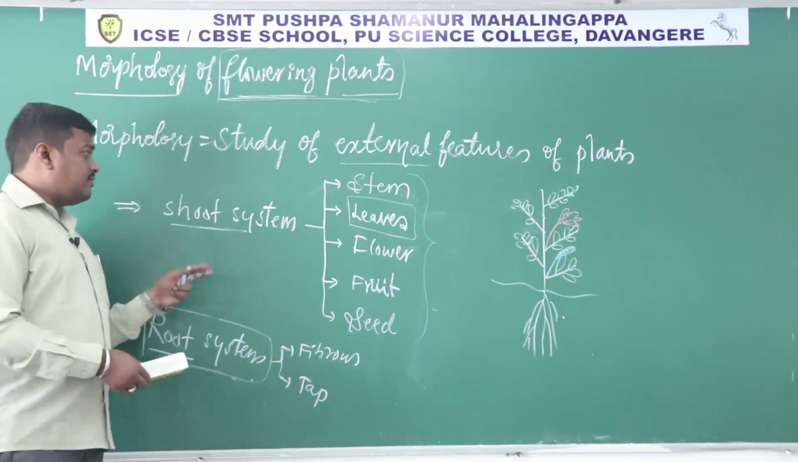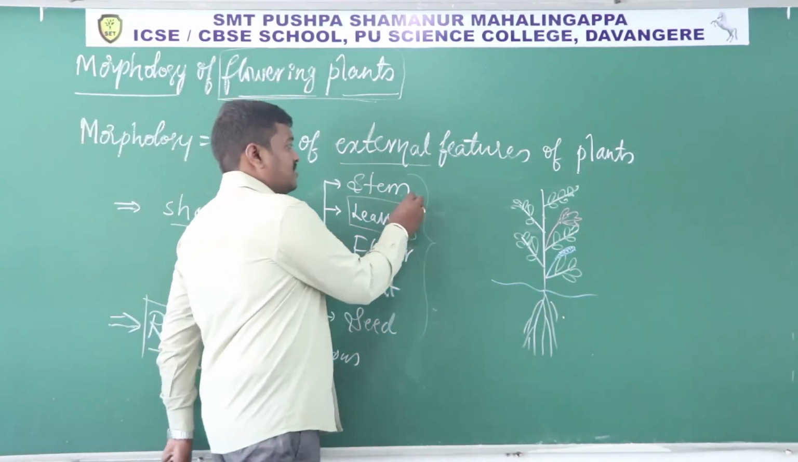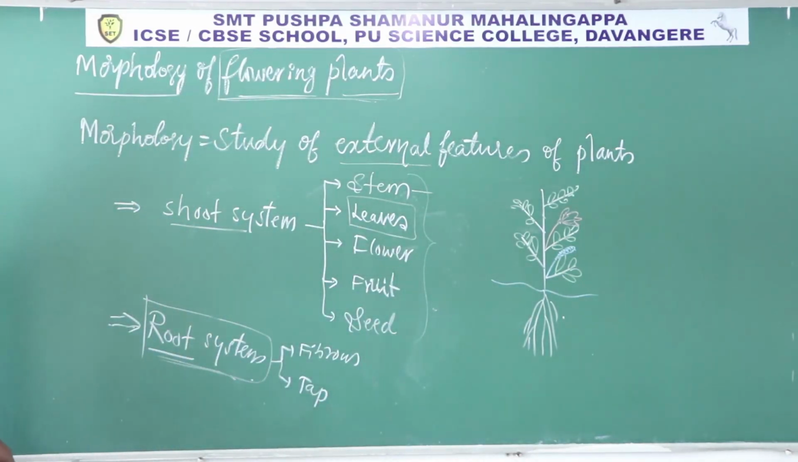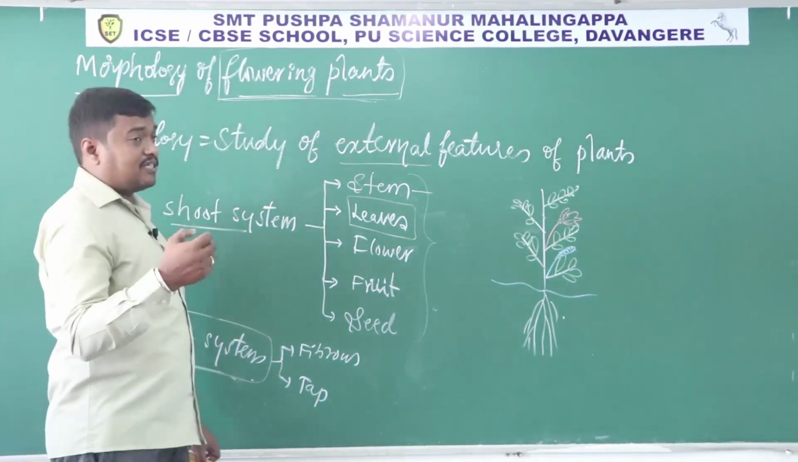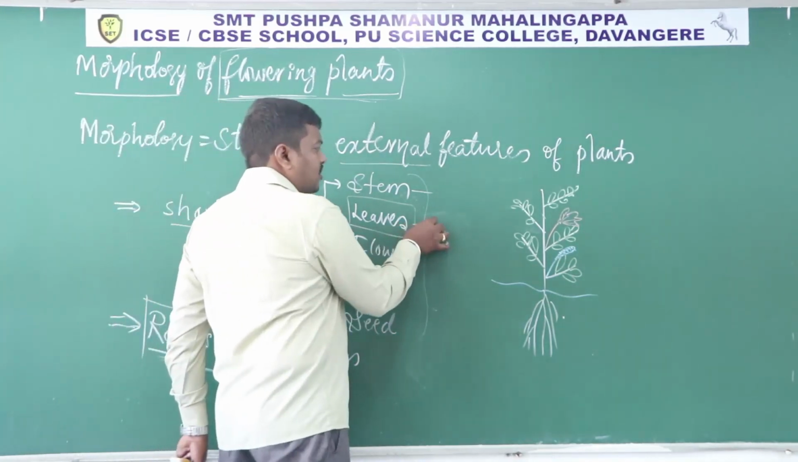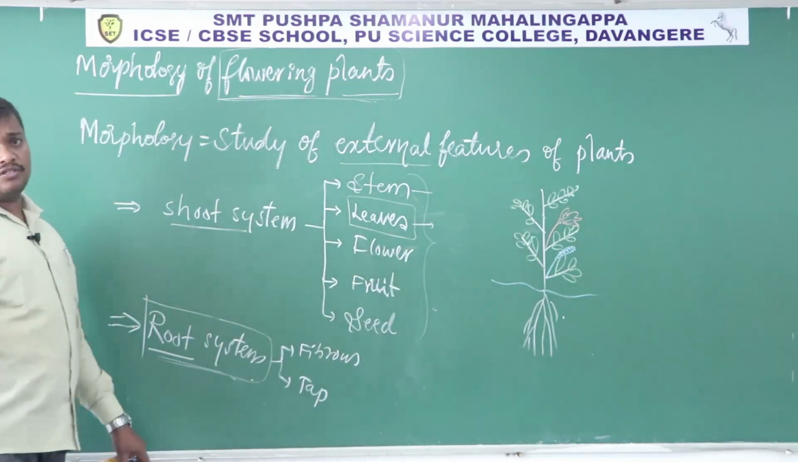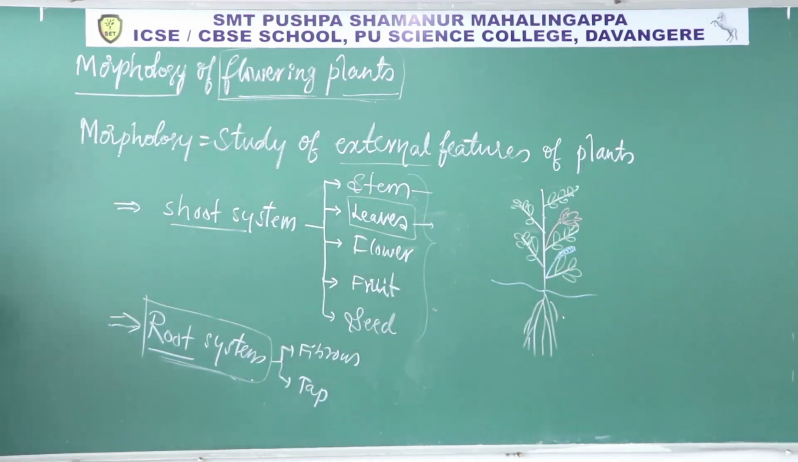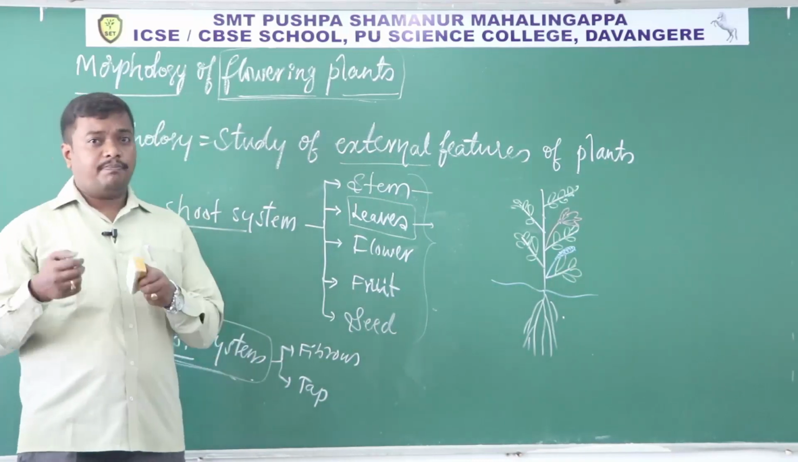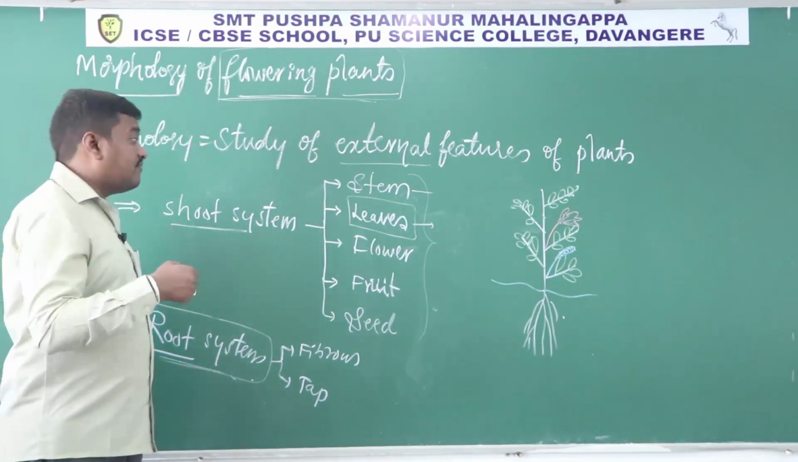Okay. At the same time, the shoot system: what is the normal function of the stem, and how does it get modified into different types, and different types of stem perform different types of functions. Then leaves, of course, the normal function is photosynthesis. Apart from that, some leaves have different structures or different modifications. By using that modification, they can perform different types of functions.